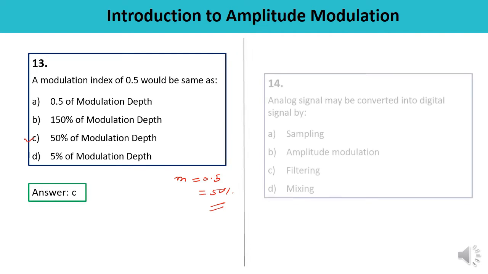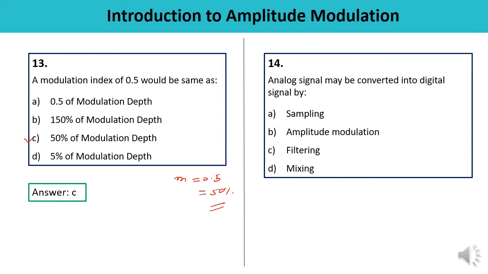Correct one. Next question, an analog signal may be converted into a digital signal. What is the process? Whether the process is sampling, amplitude modulation, filtering or mixing. The process via which an analog signal is converted into digital is sampling. It means the correct answer is A.